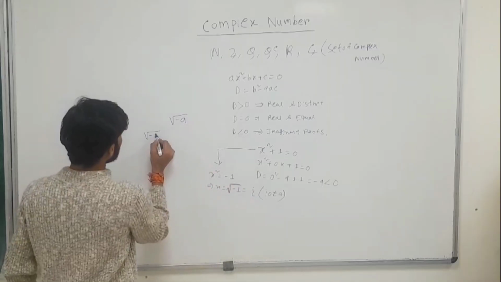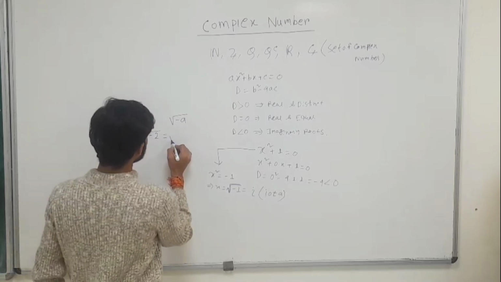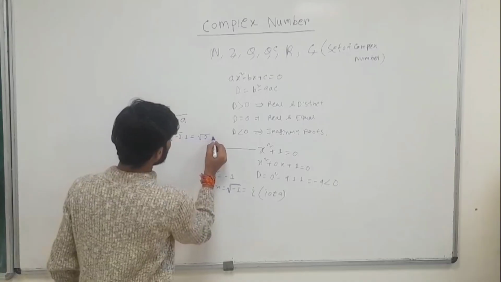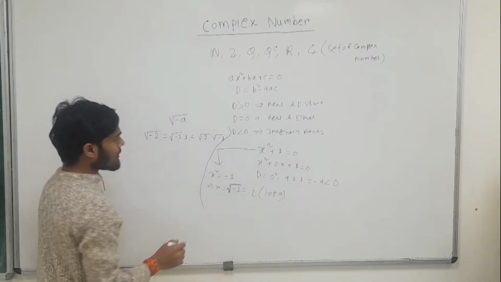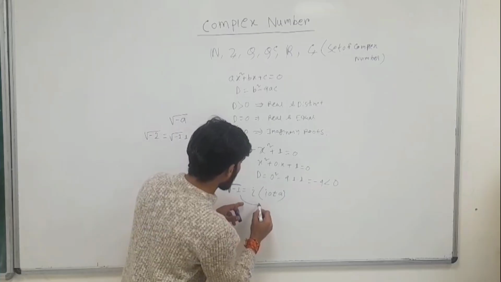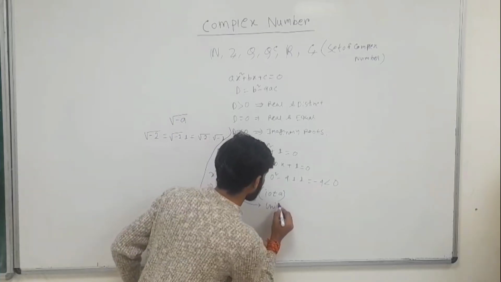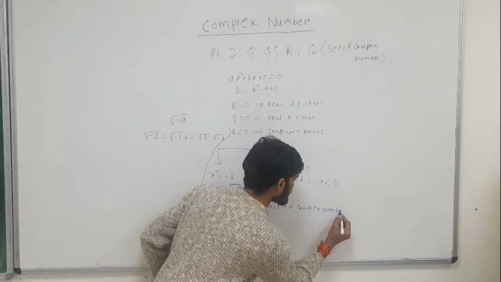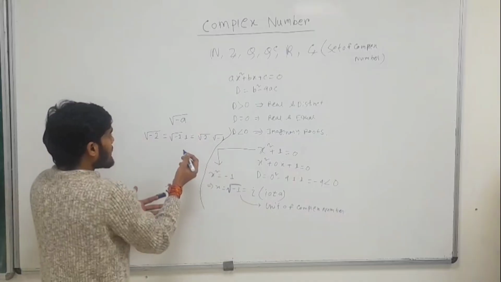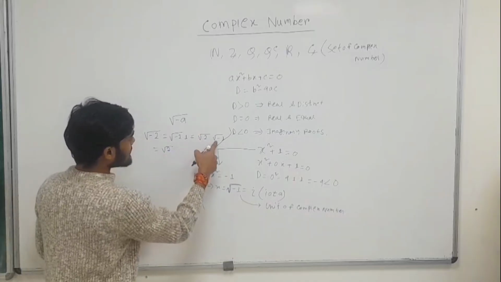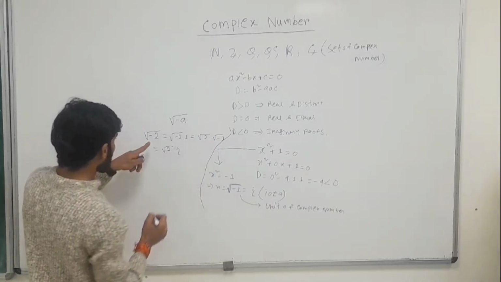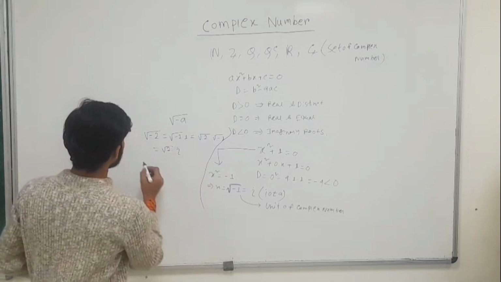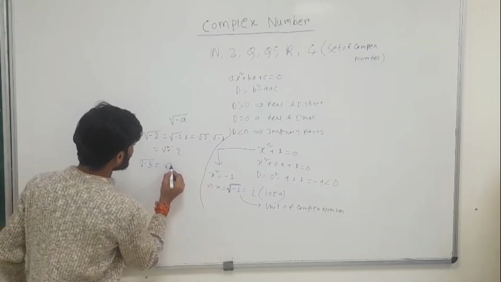So let's see, if you have root under minus 2, you can write this as root under 2 into root under minus 1. And I already told you that this number is called iota and this is the unit of complex number. So you can easily convert to the form of iota. So root under minus 1 is called iota. So root of minus 2, you can write as root under 2 into iota. In this form, you can write root under minus 3 is equal to root 3 into iota.